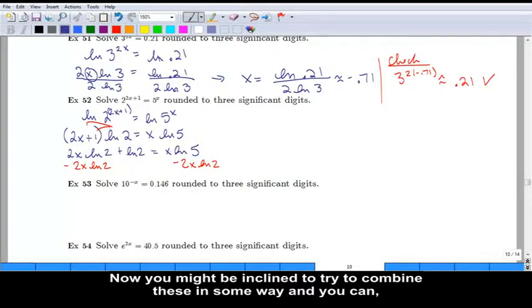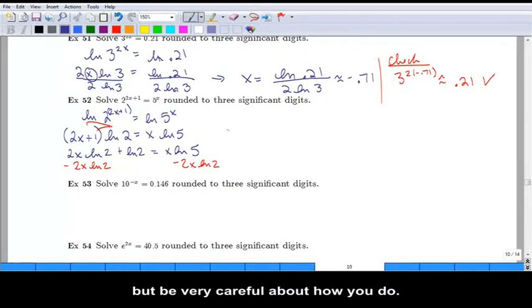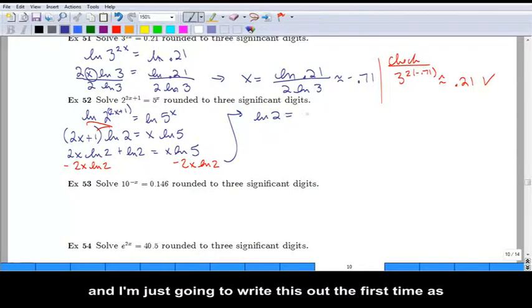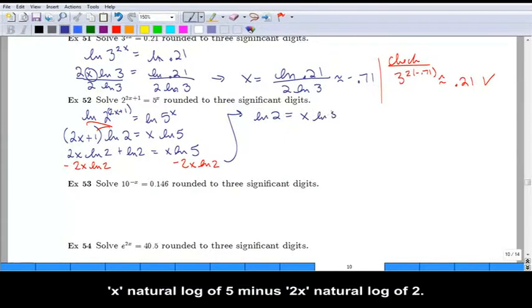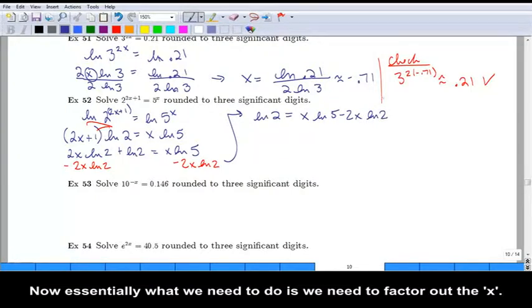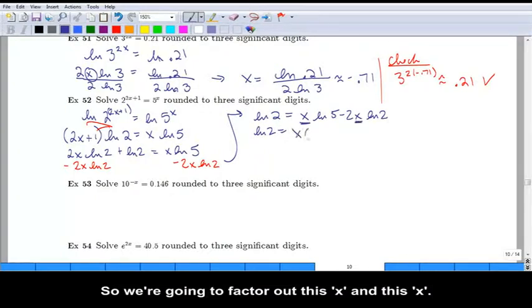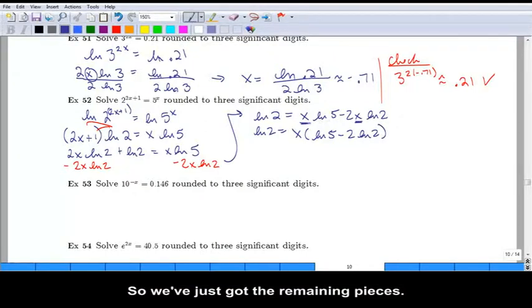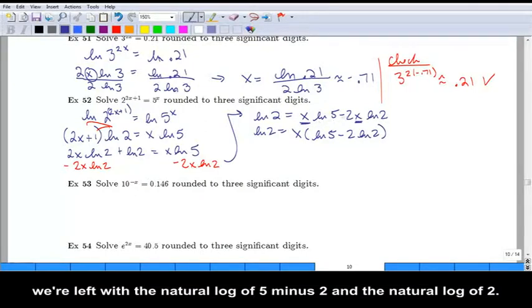Now you might be inclined to try to combine these in some way, and you can, but be very careful about how you do. So if we come up here to the next side, we end up with the natural log of 2 on the left side, and I'm just going to write this out the first time as x natural log of 5 minus 2x natural log of 2. Now essentially what we need to do is we need to factor out the x. So we're going to factor out this x and this x, and we're going to be left with the natural log of 5 minus 2 times the natural log of 2. So we've just got the remaining pieces. We pulled out the x, left the natural log of 5 minus 2 and the natural log of 2.